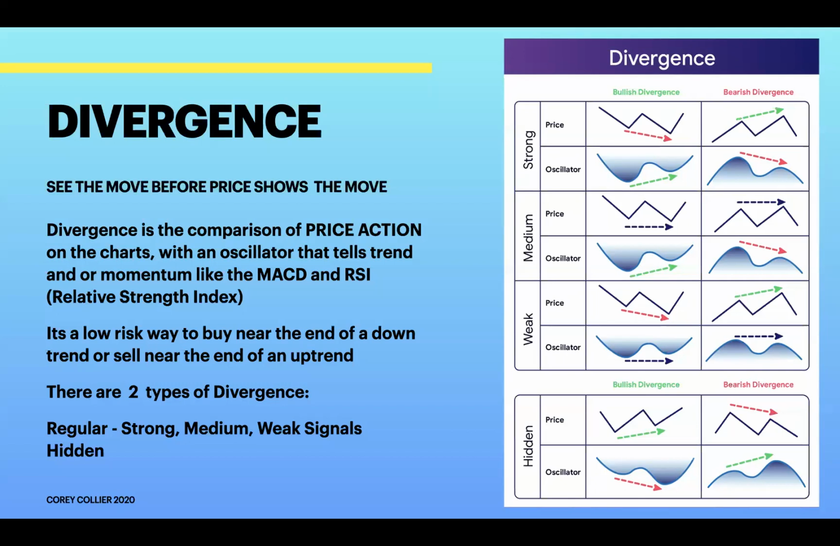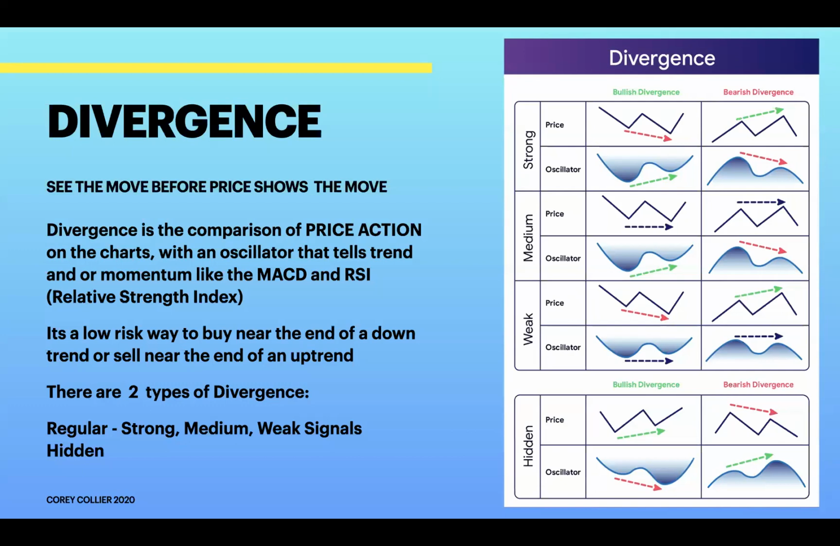So it's a low risk way to buy near the end of a downtrend or sell near the end of an uptrend, right? And there's two types of divergence. You've got regular, and then you've got hidden. But regular divergence comes in three types of signals. You've got strong, medium, and weak signals. And that's what this chart to the right shows you guys, right?